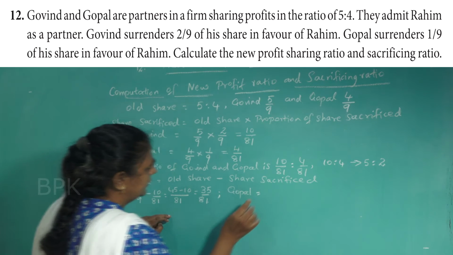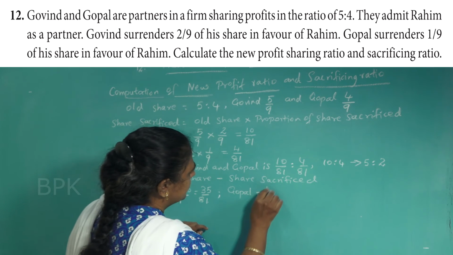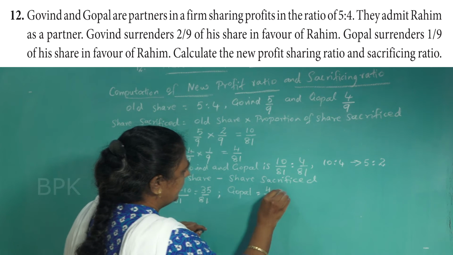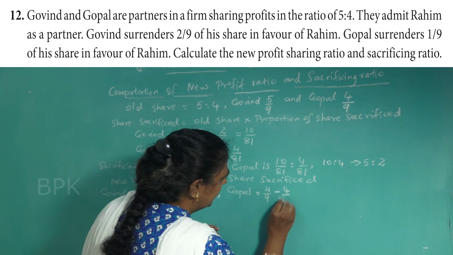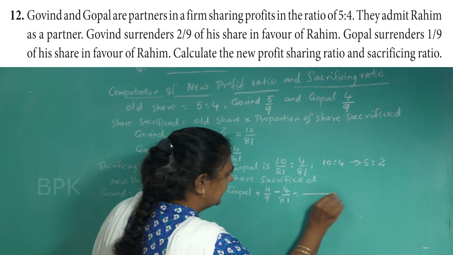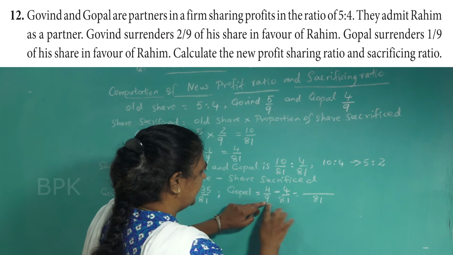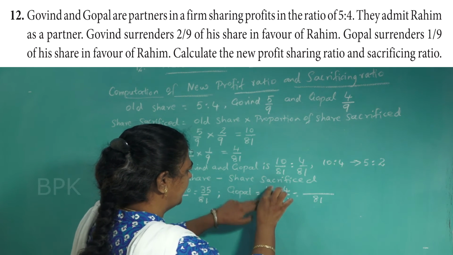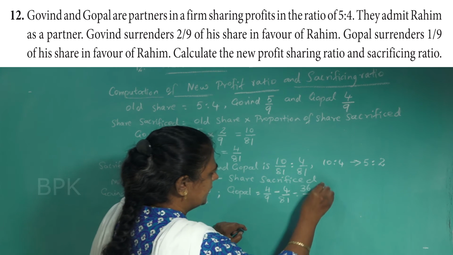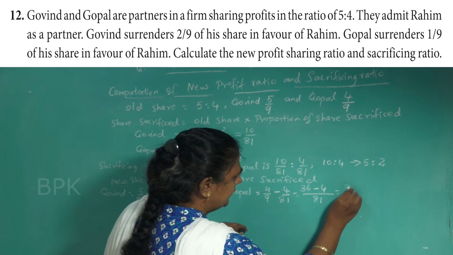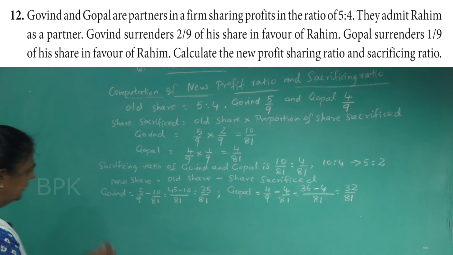Next to find for Gopal. What is Gopal's old share? Gopal's old share is 4 by 9 minus share sacrificed 4 by 81. Take the greater number 81. 9 how many times? It will go 9 times. So multiply by 9. 9 4s are 36. 36 minus 4, so that will give you 32 by 81.